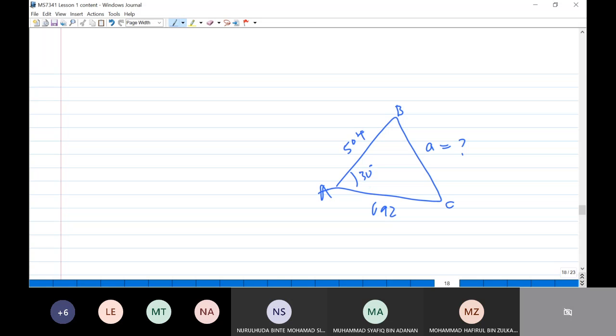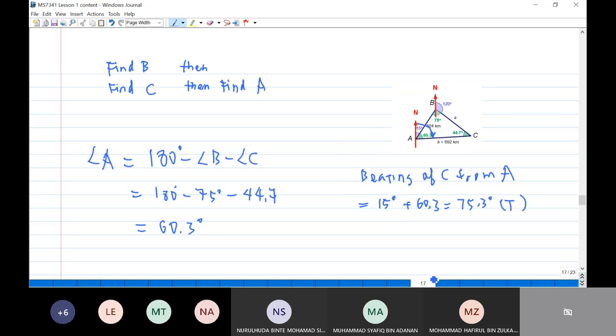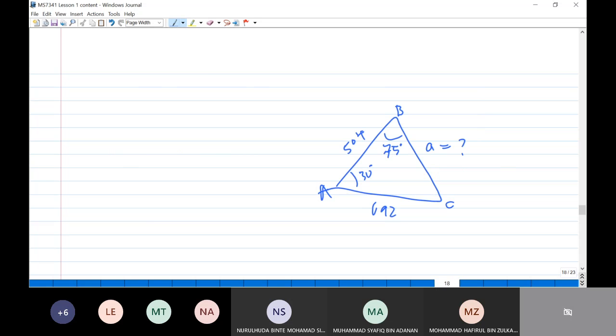You can use a lot of things to do this. You can take this one for 75. So maybe you can use this one: A over sine 30 and 692 over sine 75. Therefore, A is equal to 692 times sine 30 over sine 75.